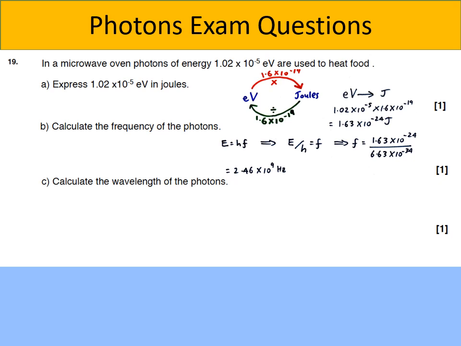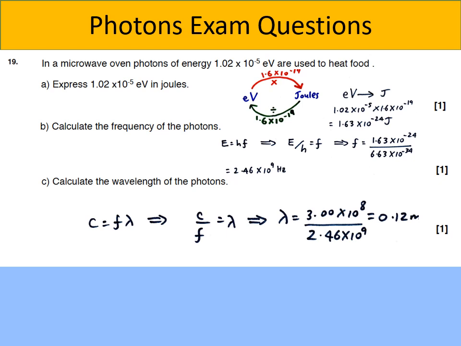On to part C, calculate the wavelength of the photons. Now we can use our wave equation for this one. c equals f times lambda, rearranging to make lambda, the wavelength, the subject, we have c over f. So lambda is equal to 3 times 10 to the power 8 divided by 2.46 times 10 to the power 9, which gives us 0.12 meters.